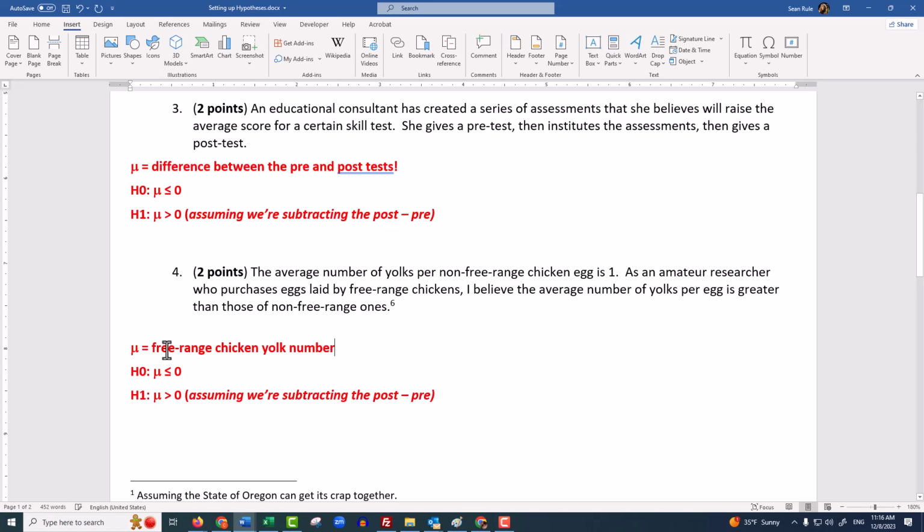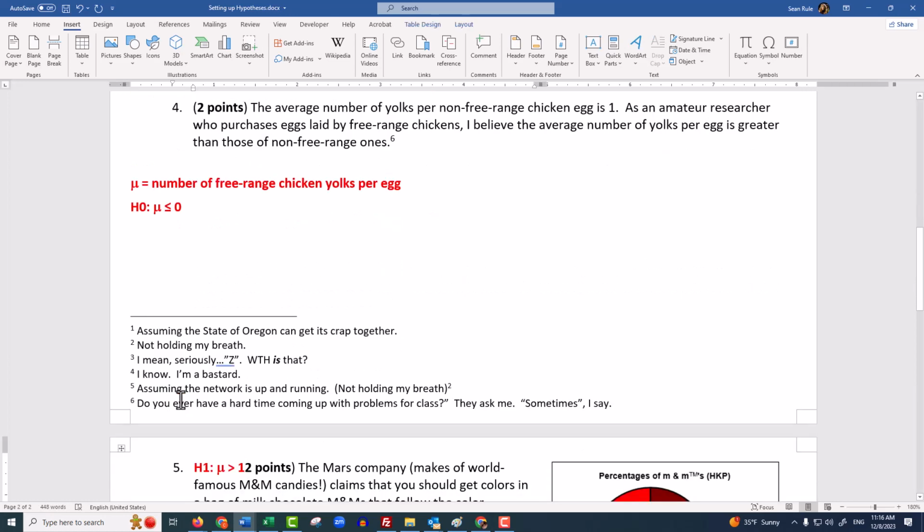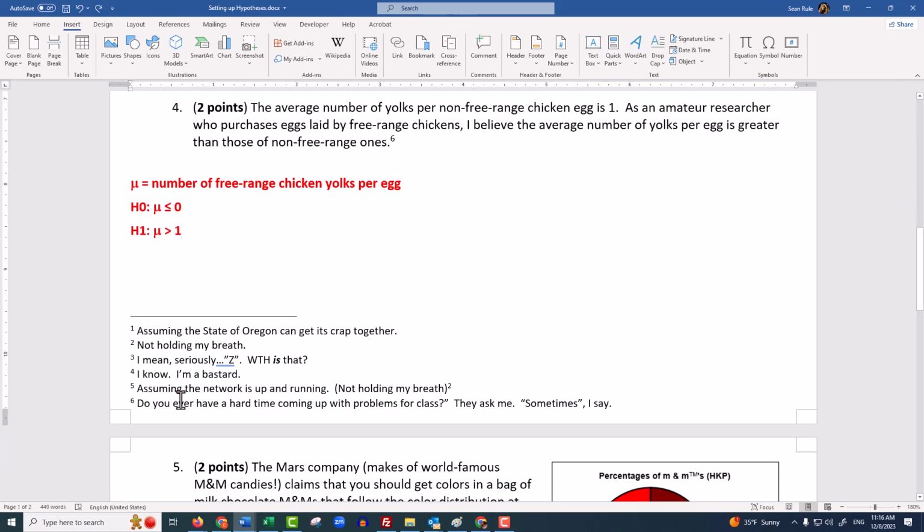Let me say that less stupidly. Number of free-range chicken yolks per egg. There we go. Makes a little bit more sense. The null hypothesis is, well, actually, my research claim is that it is greater than 1 because normal eggs have 1, and the reason I thought it would be greater than 1 is because of all the eggs I cracked last week with my first organic free-range 20-pack of eggs, and it seemed like 2/3 of them had double yolks. So the opposite of that is going to be it's less than or equal to 1.